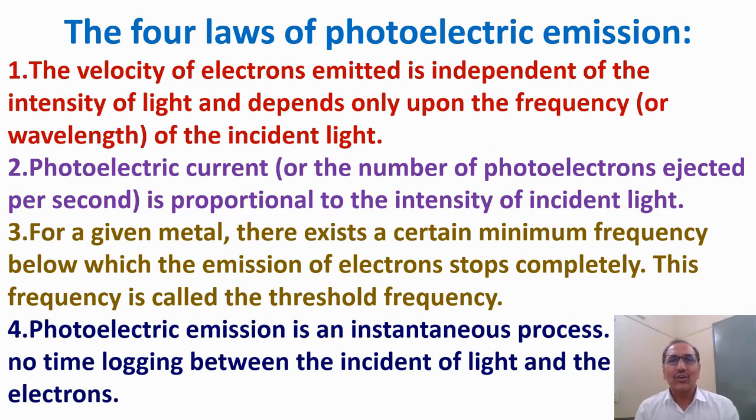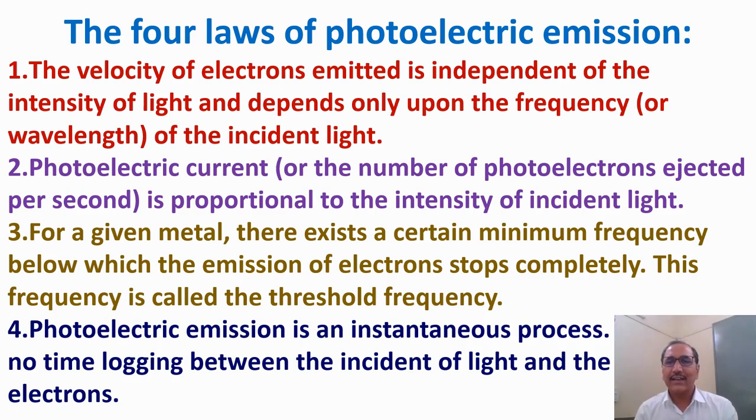There are different laws of photoelectric emission. See these four laws. The velocity of electrons emitted is independent of the intensity of incident light, and it depends only upon the frequency of the incident light. The velocity of the ejected photoelectrons is independent of intensity, but it depends on frequency. That means if frequency is large, then the velocity of electrons is also large.